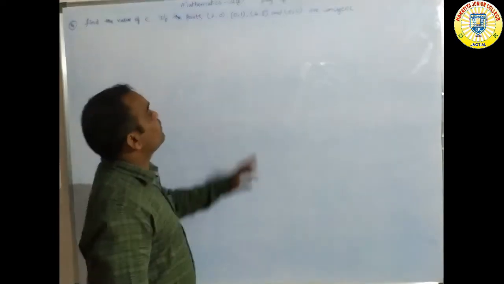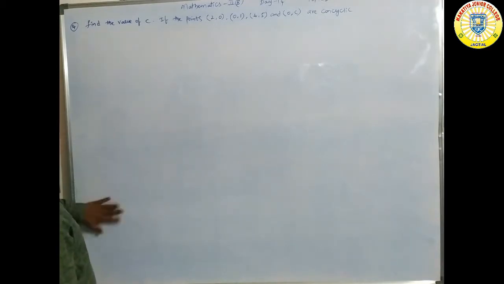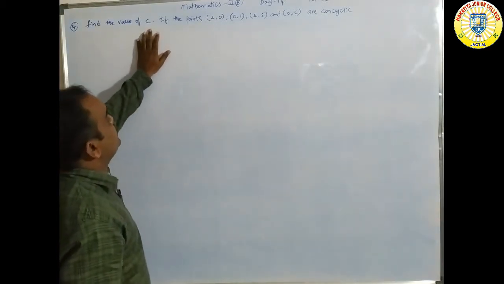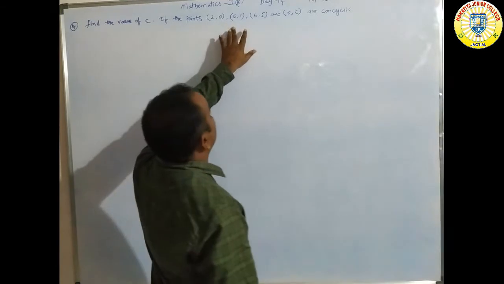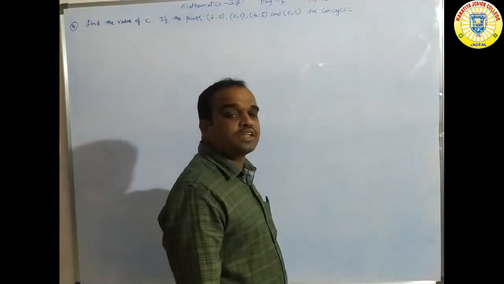Okay, the running topic is circles. Already 13 classes are completed. Next question, continuation. Find the value of c if the points (2, 0), (0, 1), (4, 5) and (0, c) are concyclic.